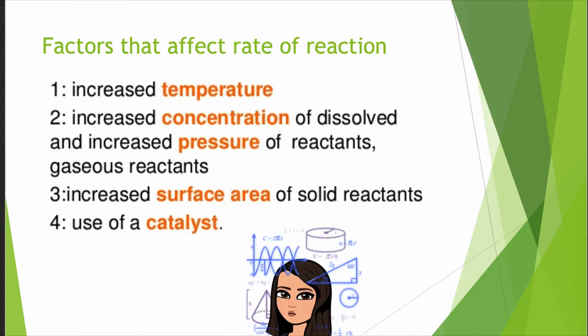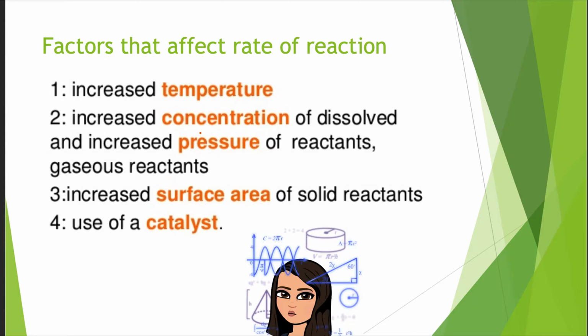Factors that can affect how fast or slow something occurs would be increasing temperature, increasing or changing concentration, changing pressure, changing surface area, and the use of a catalyst. So let's take a peek at some of these. All these that are listed here are telling you what increases the rate of reaction. So therefore, that's why we have increased temperature, increased concentration, increased pressure, increased surface area, and increase of a catalyst.